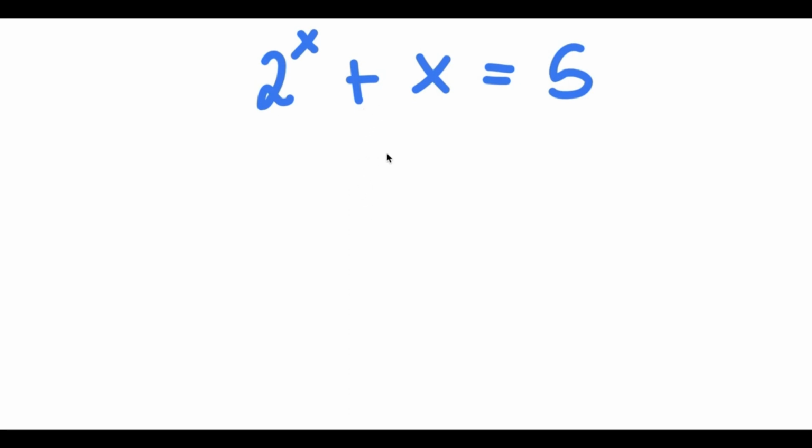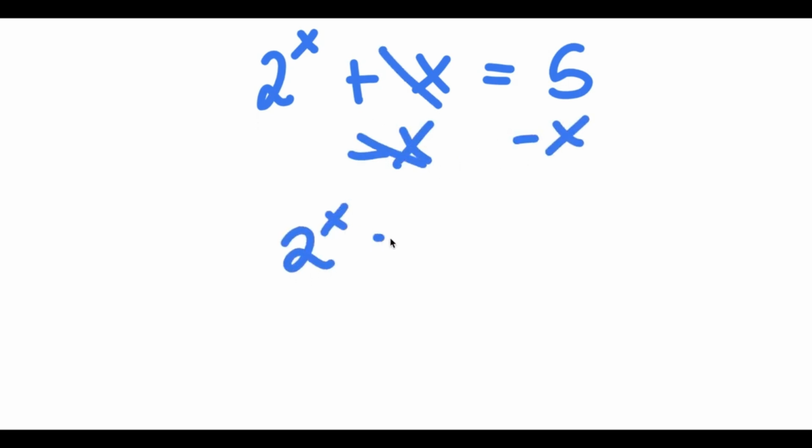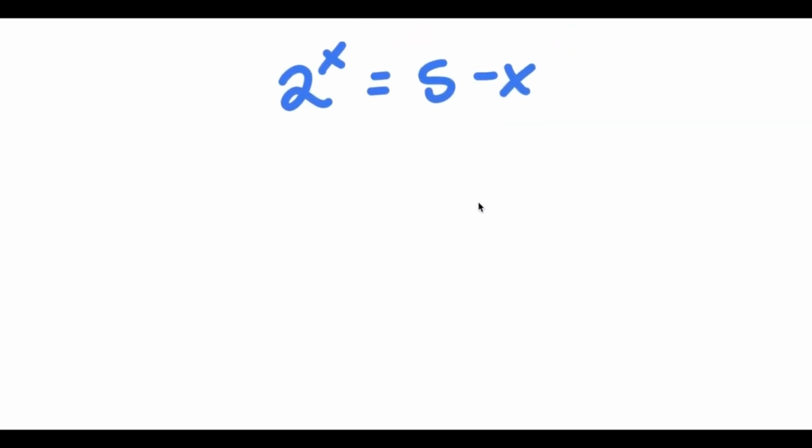Alright, so in this problem I have 2 to the power of x plus x equals 5. So I'm going to first start by subtracting x on both sides. So these two cancel out, and I get 2 to the power of x is equal to 5 minus x. Now, I'm going to divide both sides by 2 to the power of x.